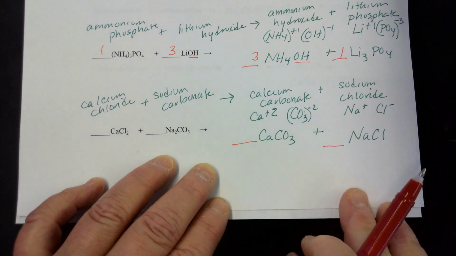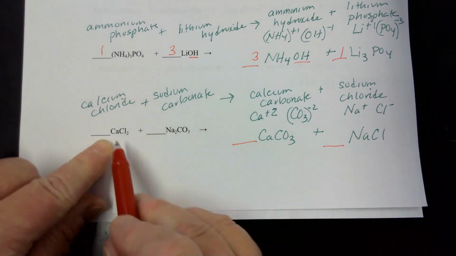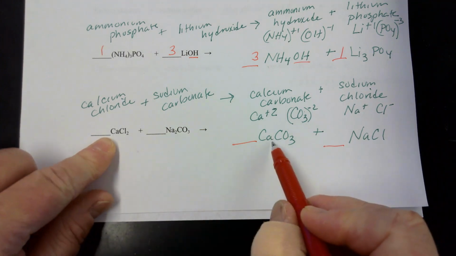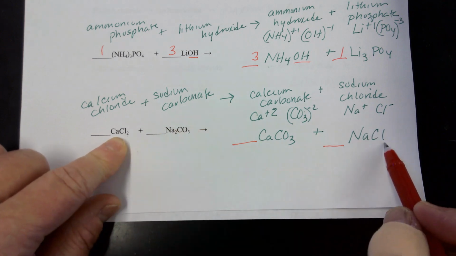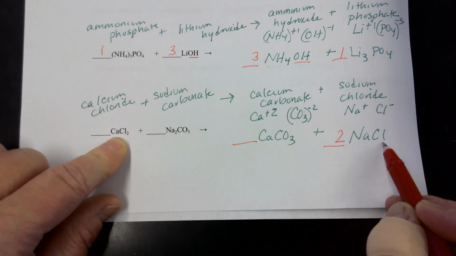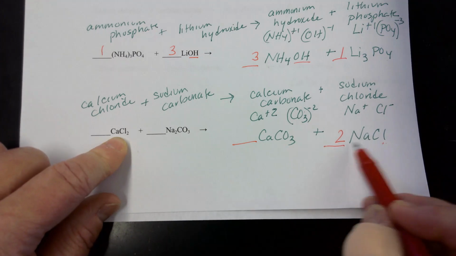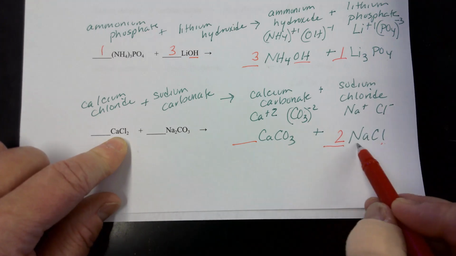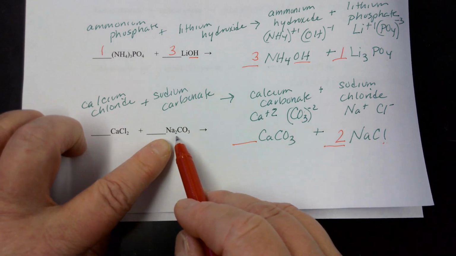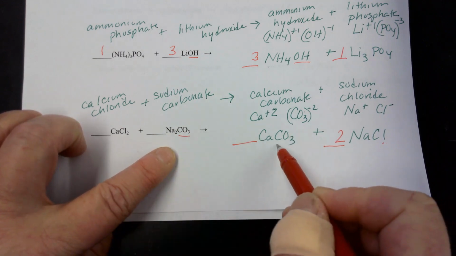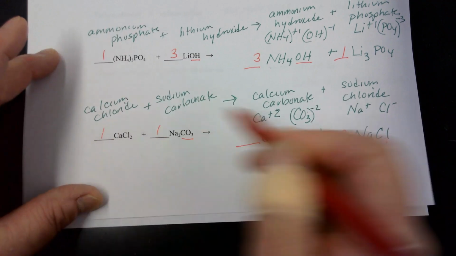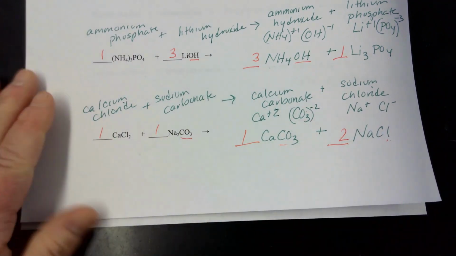Balancing this equation, 1 calcium, 1 calcium. 2 chlorines, 1 chlorine. So I'm going to put a 2 in front of the NaCl to balance my chlorines. That's going to give me 2 sodiums, 2 sodiums. Sodiums are good. I have 1 carbonate group, I have 1 carbonate group. This equation is now balanced.